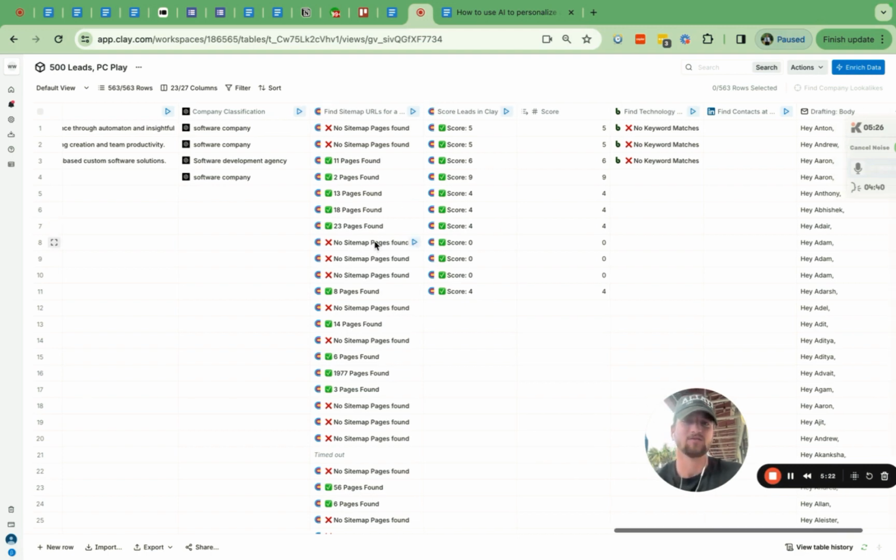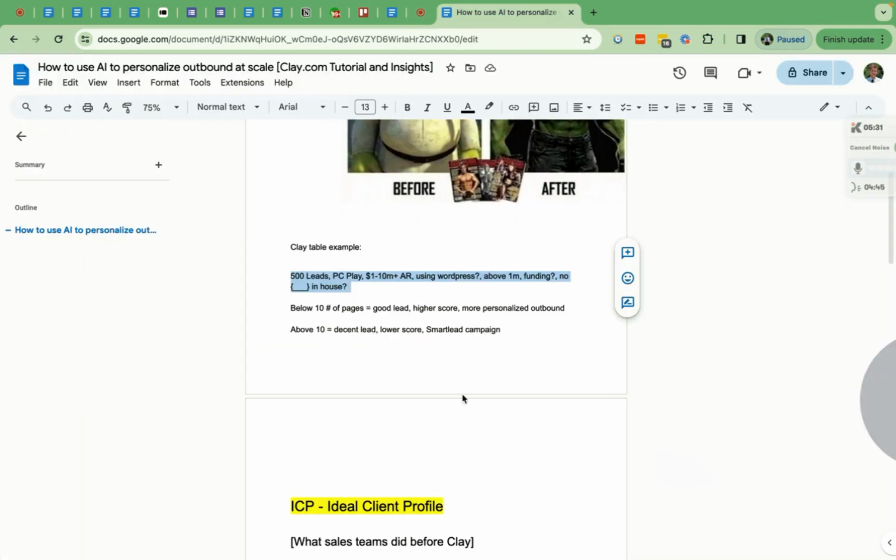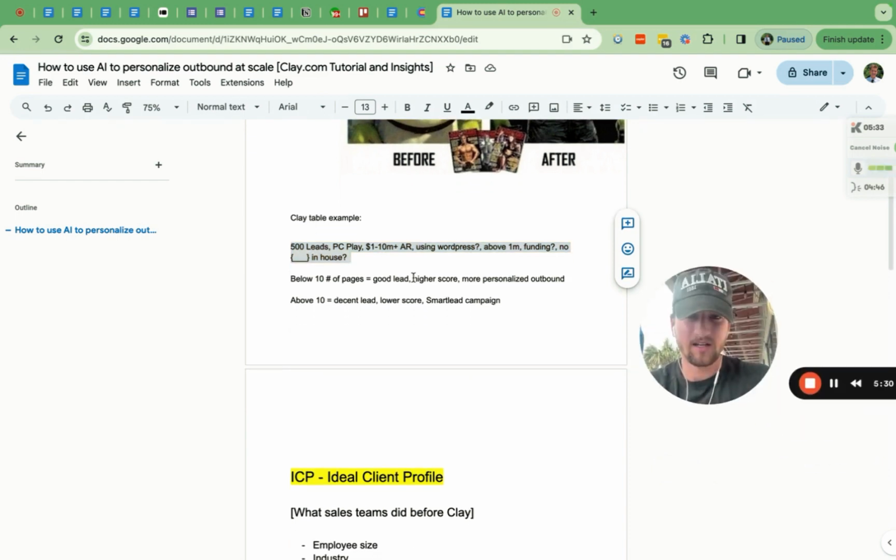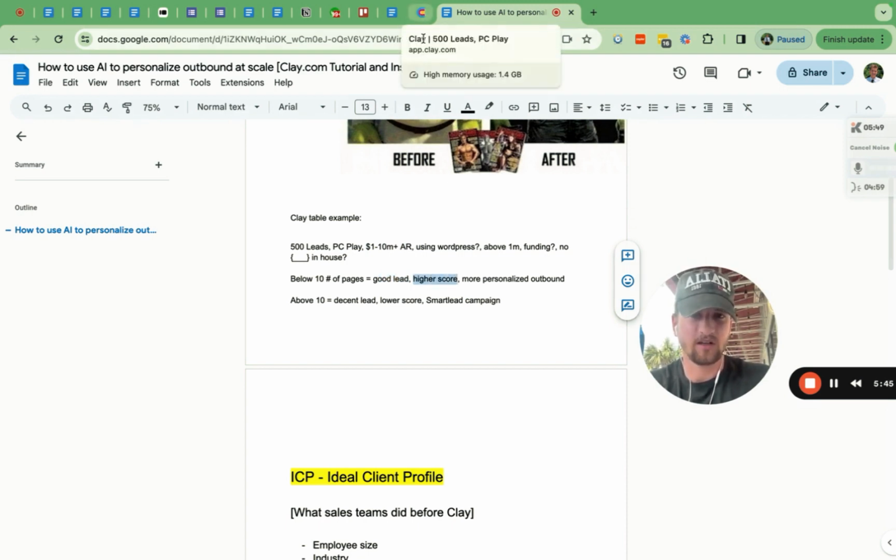In terms of this, the company that we did this for is actually an SEO company, and we also wanted to score the leads. Essentially, if they have below 10 on the sitemaps, they're a really good lead, because all these companies are around the $1 to $10 million range. So if they're below 10, they're a really good lead, and we're going to give them a higher score by scoring rows inside of Clay. I can show you guys that real quick.